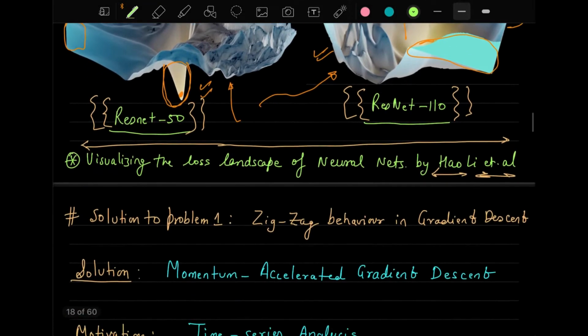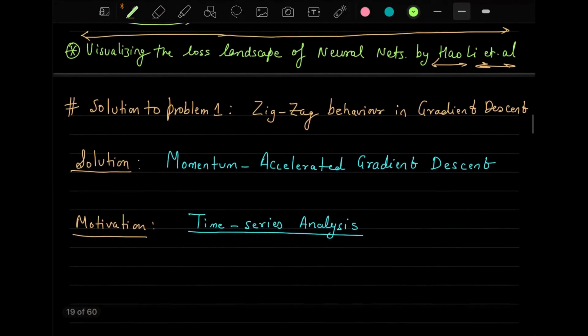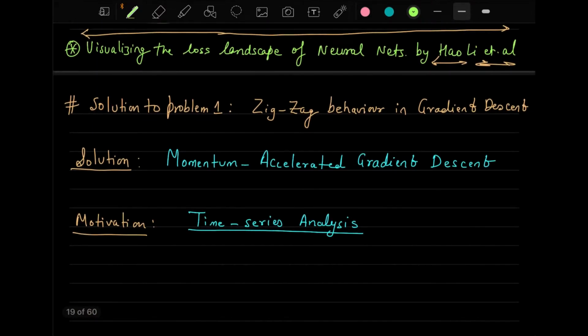So let's attack the first problem first, like how to solve that problem. The first problem we discussed was the zigzag behavior in gradient descent. This is a very common problem in gradient descent, and we want to attack this first, and then we will see how to solve the other one. So in order to solve the zigzag behavior in gradient descent, the solution that we look for is what we call momentum accelerated gradient descent. So we will understand this optimization scheme, but we will understand it gradually.